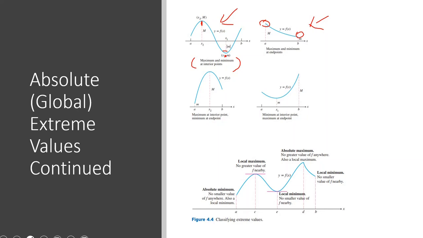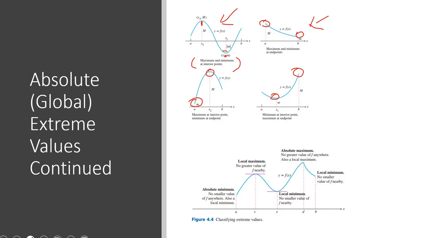Here we have another variation. We have a maximum at an interior point, that means within the bounds, and a minimum at an endpoint, which is right over here. Next up, we have a minimum at an interior point and a maximum at the endpoint. Kind of the opposite of what we just had. And this is where we're going to get into the distinction between absolute and local minimums and maximums.